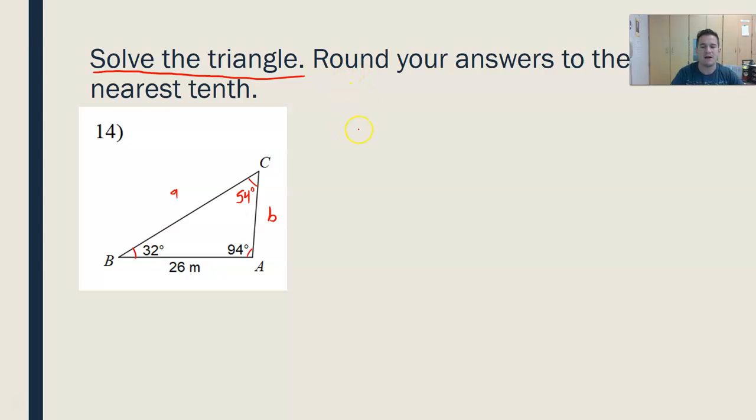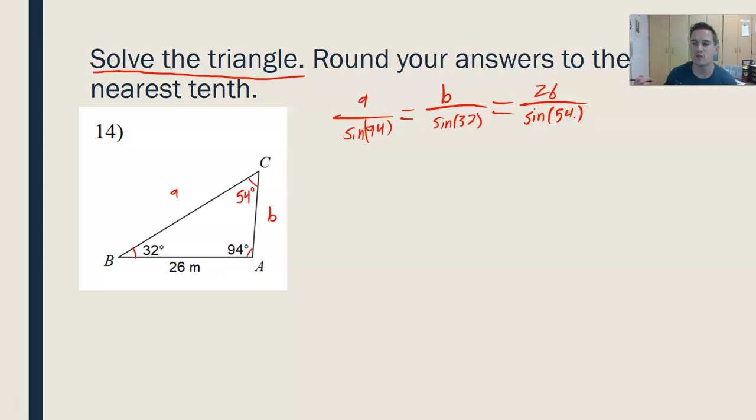But let me write my relationships here. So A over the sine of 94 is equal to B over the sine of 32, which is equal to C, or 26, over the sine of 54. So those are all equal to each other. That's what the law of sines says.